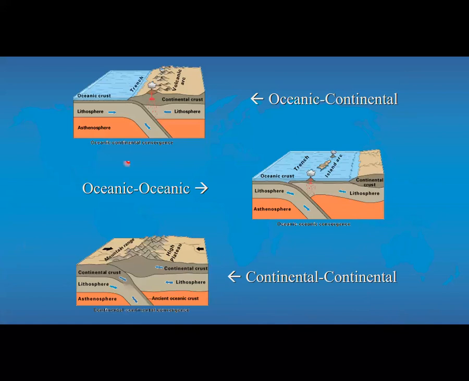So we take a look here. This is the first one, oceanic and continental. Oceanic plate is being what we call subducted or pushed down into the mantle. And that friction that happens there where the two plates are rubbing together liquefies a lot of that rock. And that's why you get volcanic mountain ranges.